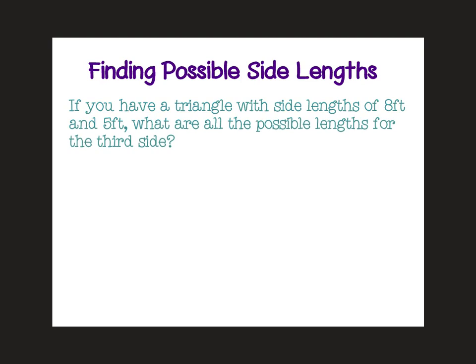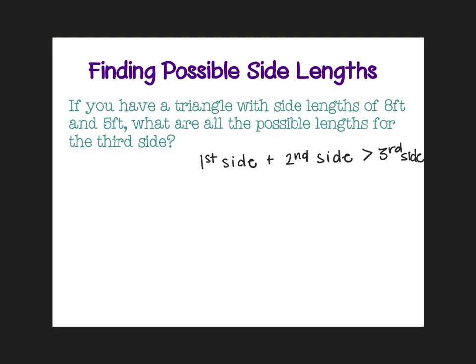If you have a triangle with side lengths of 8 feet and 5 feet, what are the possible lengths for the third side? So when you do this, you have a couple scenarios that you have to think about. So remember our equation we're always using is we're taking the first side, we're adding another side, and we're saying it has to be greater than the third side. So this is essentially what we're doing. So we just kind of need to imagine two things.